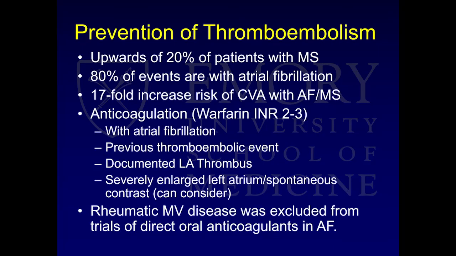Lastly, mitral stenosis, rheumatic disease, is associated with very high rates of thromboembolic disease. So you definitely have to think about anticoagulating your patients. It's a 17-fold increased risk of strokes if you have AFib and rheumatic mitral stenosis. So those patients need anticoagulation. They need Coumadin or warfarin. They do not get NOACs.